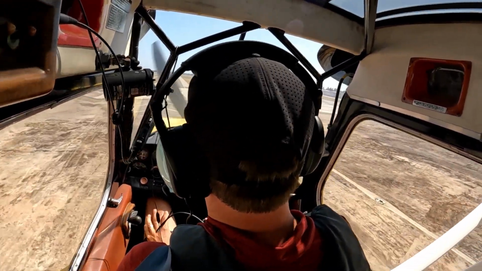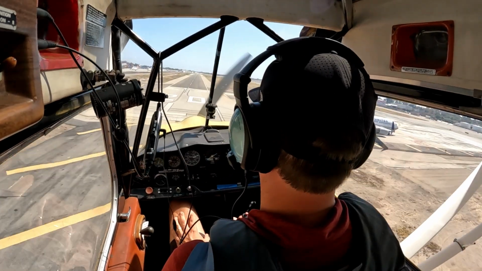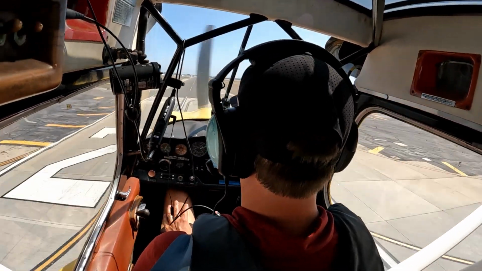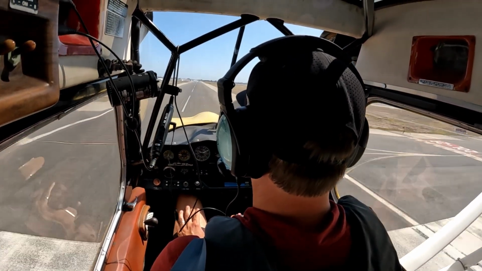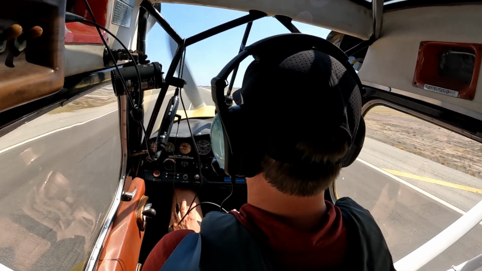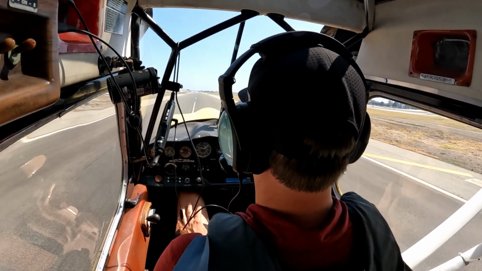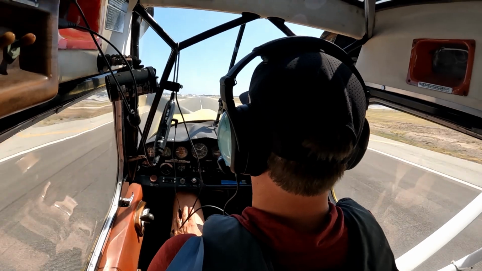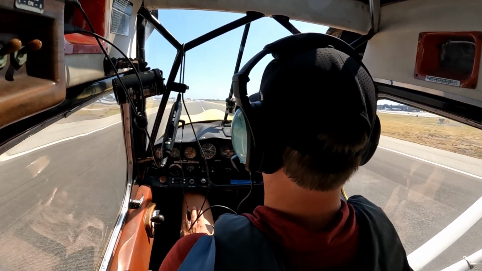Now we're going to get a bump from the 737. There it was. Well, I arrived a little fast. My inability to see the airspeed indicator was a problem.